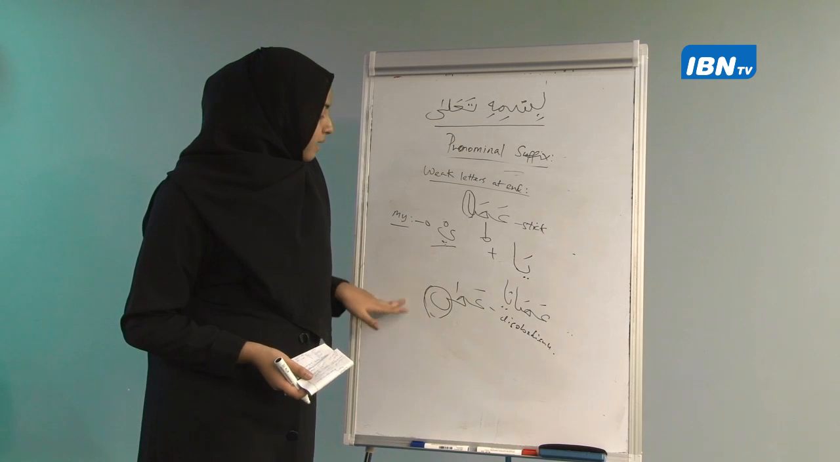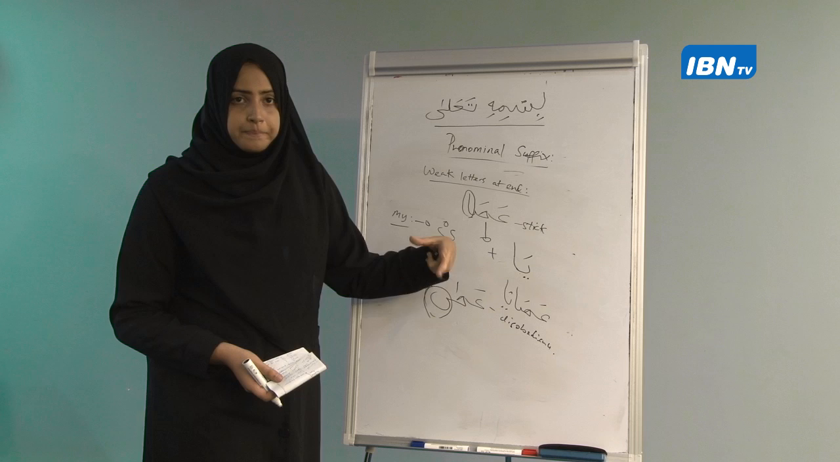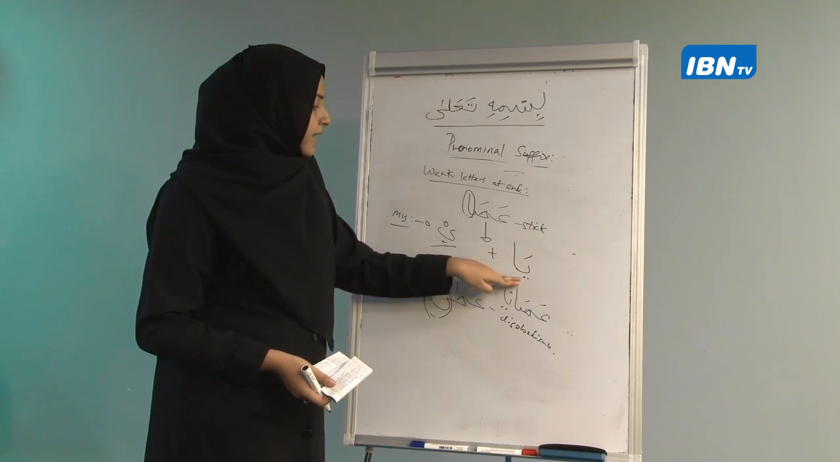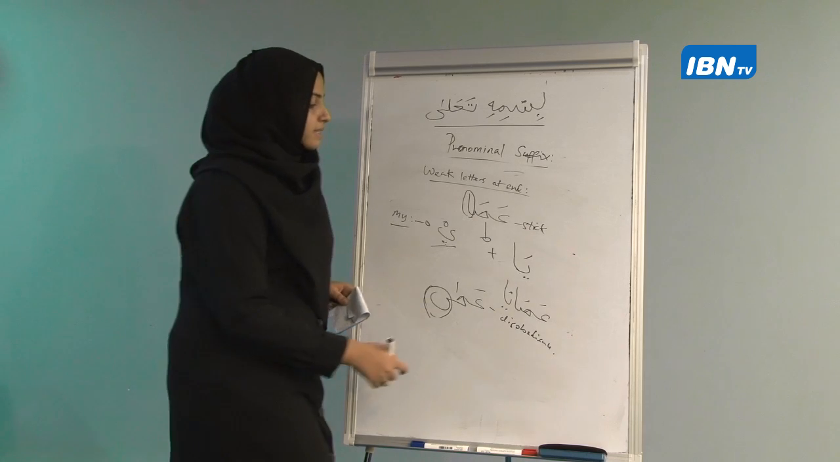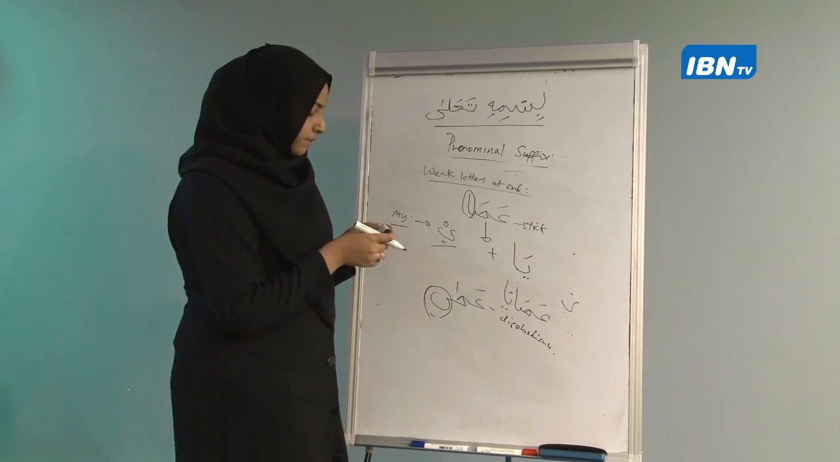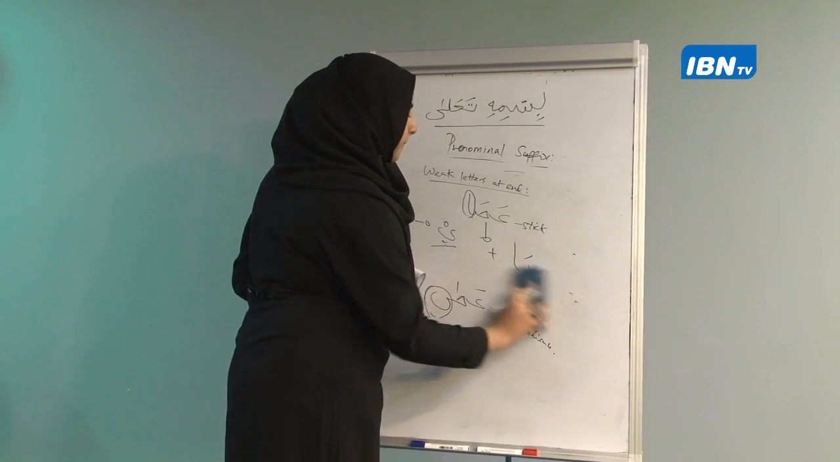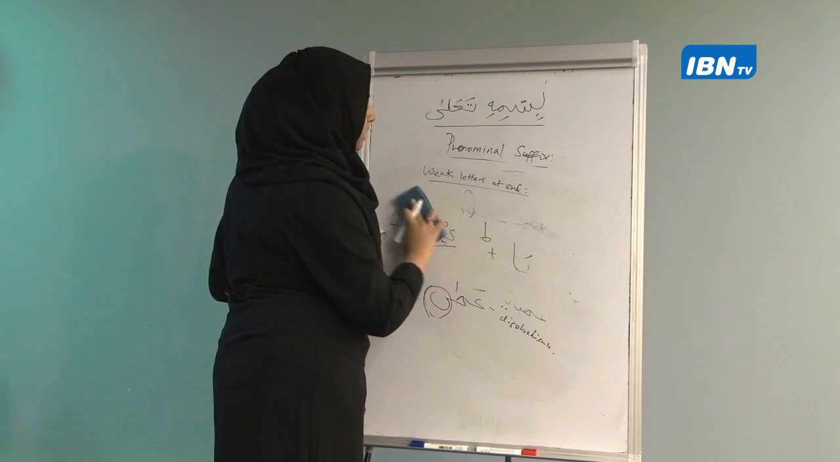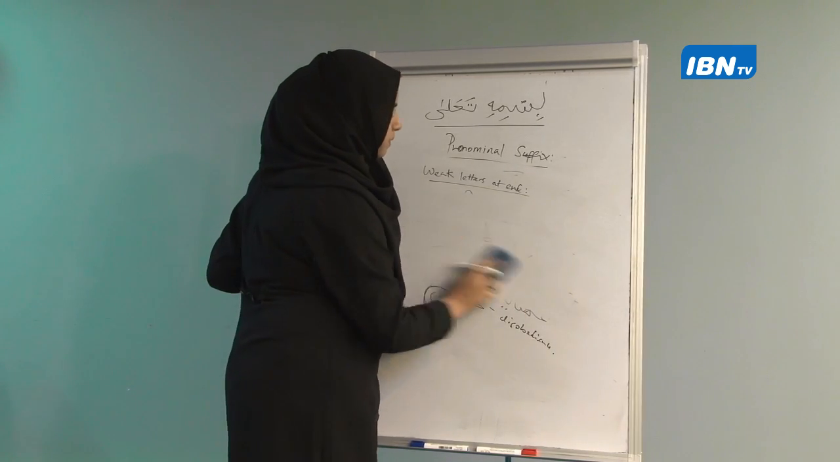But if you find this alif mamduda coming after a noun, then of course in most cases it will take the same format, or you will just have a ya with a fatha. We will be looking at one of those words. So the word which has the alif mamduda is what we will be looking at.